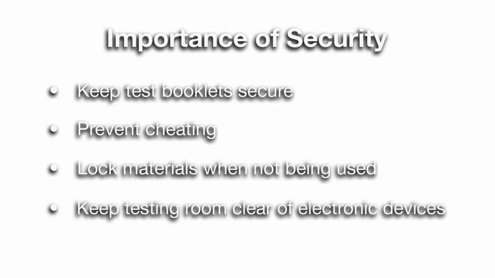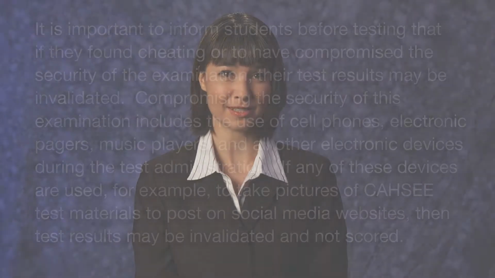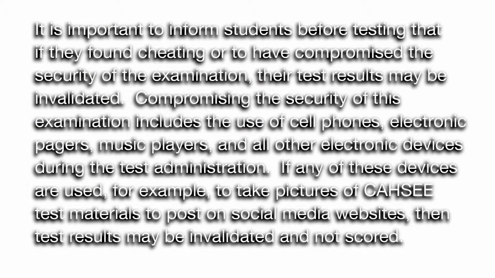Students should not have books, papers, or electronic devices, especially cell phones, on their desks before or during testing. It is important to inform students before and during testing that if they are found cheating or to have compromised the security of the examination, their test results may be invalidated. Compromising the security of this examination includes the use of cell phones, electronic pagers, music players, and all other electronic devices during the test administration. If any of these devices are used, for example, to take pictures of CAHSEE test materials to post on social media websites, then test results may be invalidated and not scored.